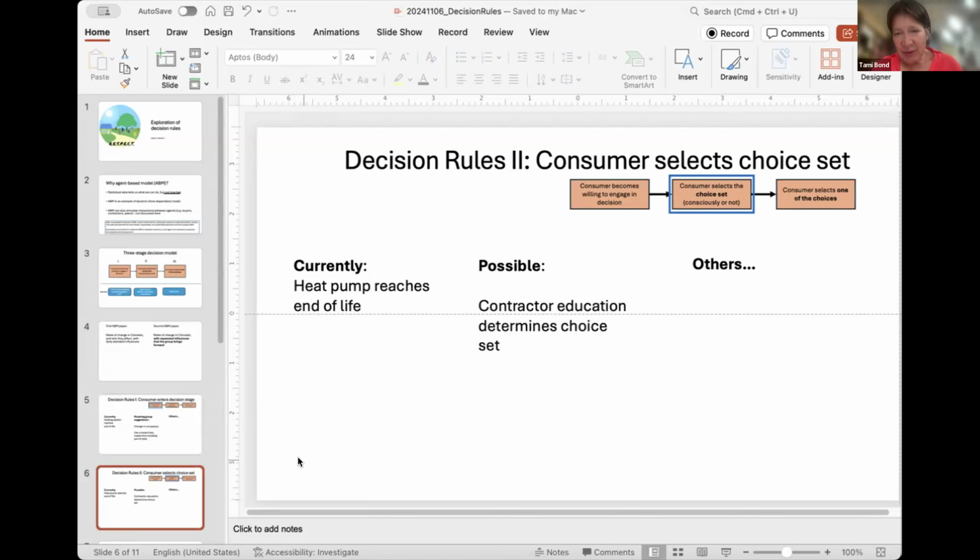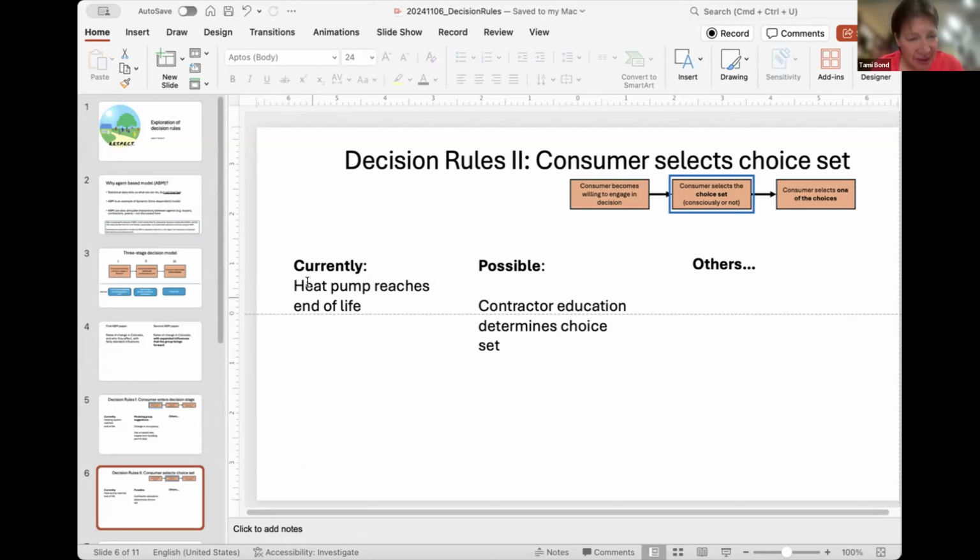The second one is the consumer selecting a choice set. Now, you don't often think about yourself selecting a choice set. You just go, I'm choosing between this and this. Like, these are my two options. And how you winnow down, right? Like, I decided I'm not going to buy this. Sometimes it never even rises into your consciousness.